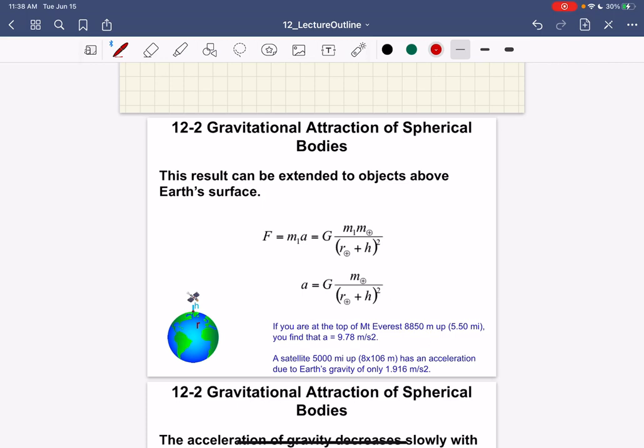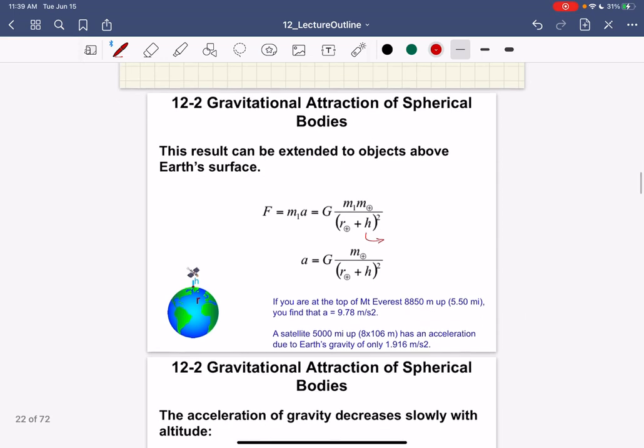Now, also, we can say, what if I have an object that is really very far from the surface of the Earth? Then for my force, I should add that h here, and my acceleration is going to change. Then if you are at the top of Mount Everest, which is 8,850 meters up, you find that a is going to be less. Okay, why less? It is more altitude, 9.78.